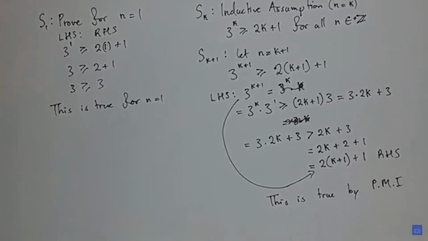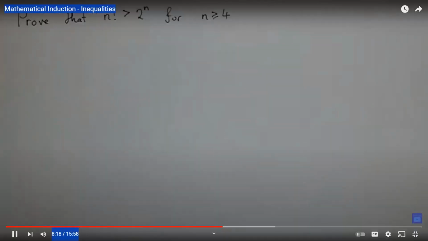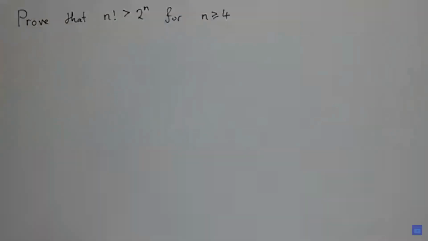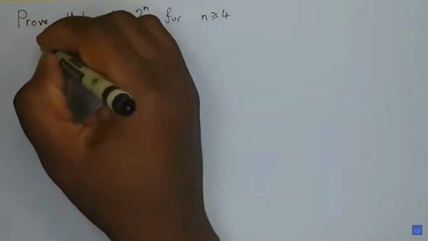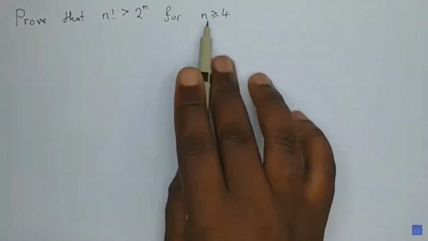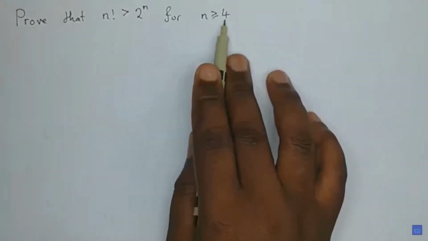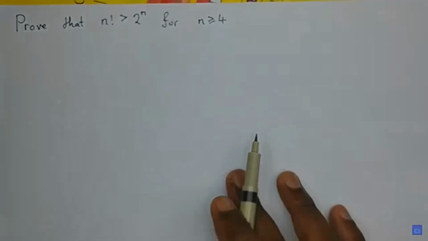Okay, so let's look at another example. In this example, we want to prove that n factorial is greater than 2 to the power n for all numbers that are greater or equal to 4. So let's proceed with the first step. Since n is supposed to be greater or equal to 4, we can't use 1. We want to use 4 instead.